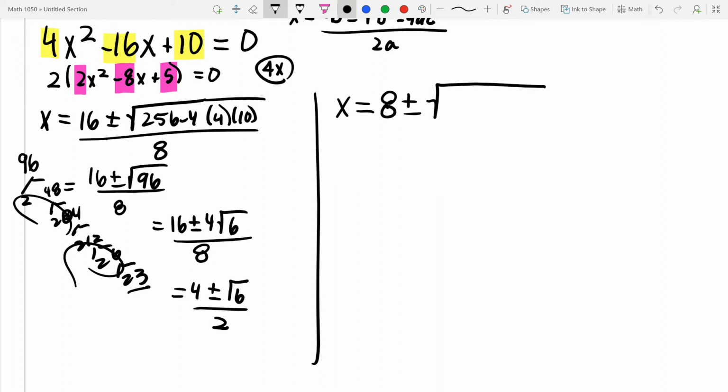Please never put negative 8 squared. You will miss it. Instead of writing negative 8 squared, go straight to 64. It's always going to be a positive. Just write it down already squared. Minus 4 times a, which is 2, times c, which is 5, all over 2 times 2, which is 4. Everybody stop. I've done two things wrong.